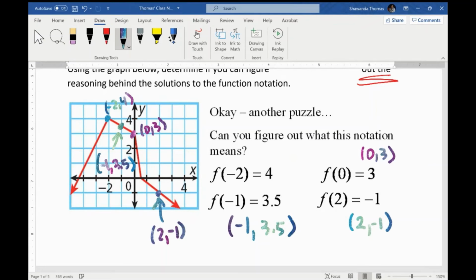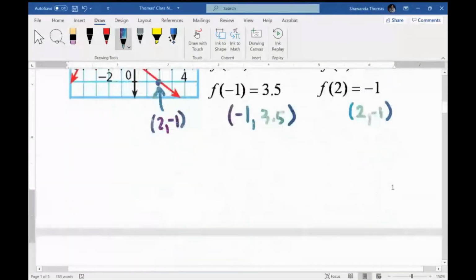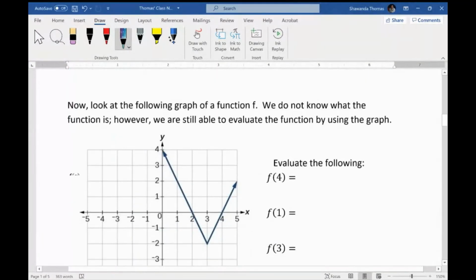All right. Do we get it? Give me the number 2 in the chat if you understand the correlation between that graph and that function notation. Okay, I'm feeling good about that. We're going to do a couple examples like that, and then we're going to stop.